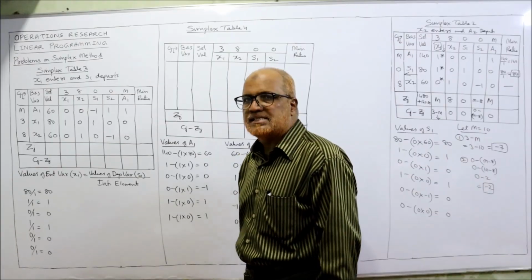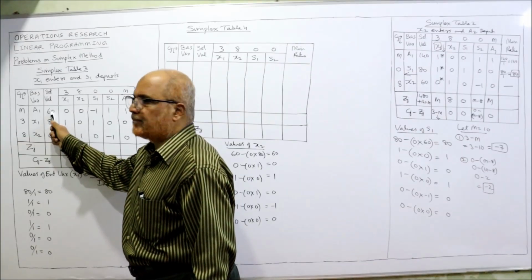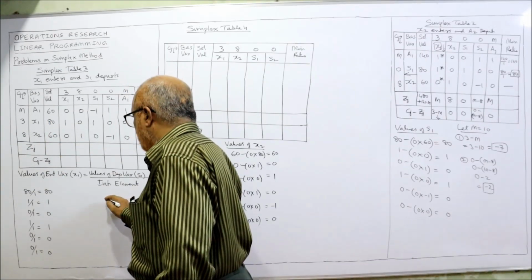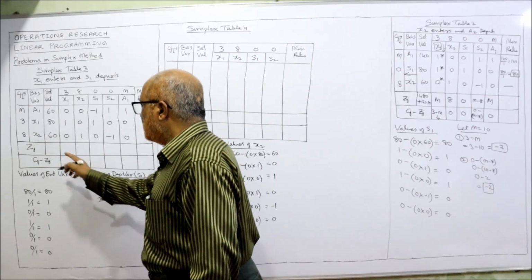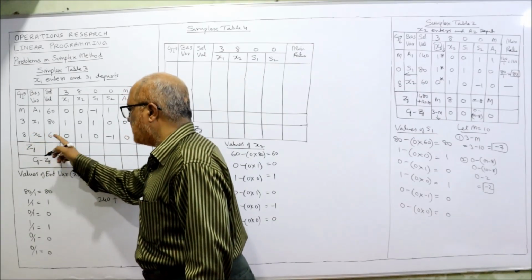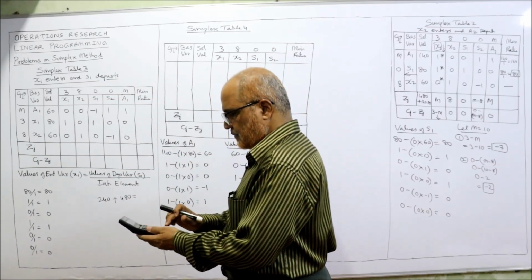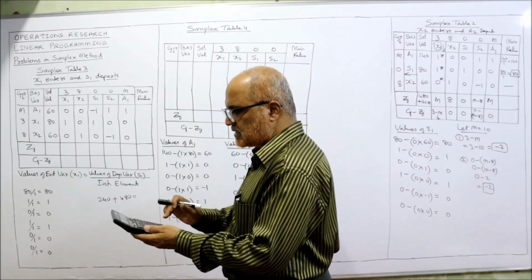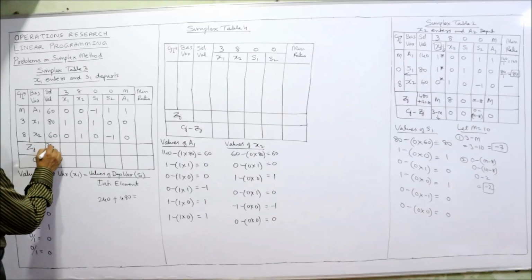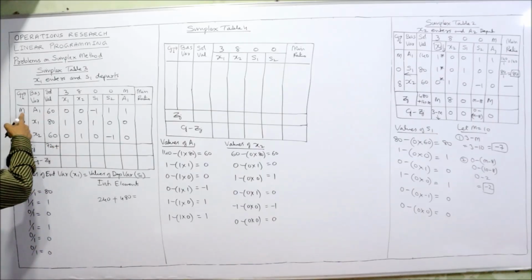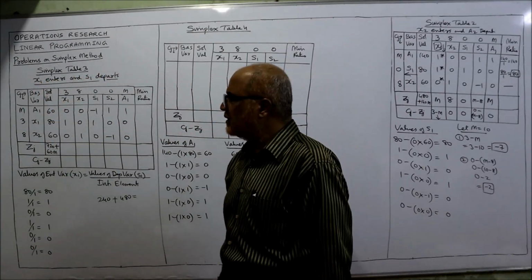Now we need to calculate the zj value. How to calculate the zj value? M into 60 is 60m. 3 into 80, 8 3s are 24, 240. See here, 3 into 80 is 240 plus 8 into 60, 8 6s are 48, 480. That is equal to 240 plus 480. It comes to 720. So I am writing here 720 plus 60 into m, 60m. That is the solution value, zj value.